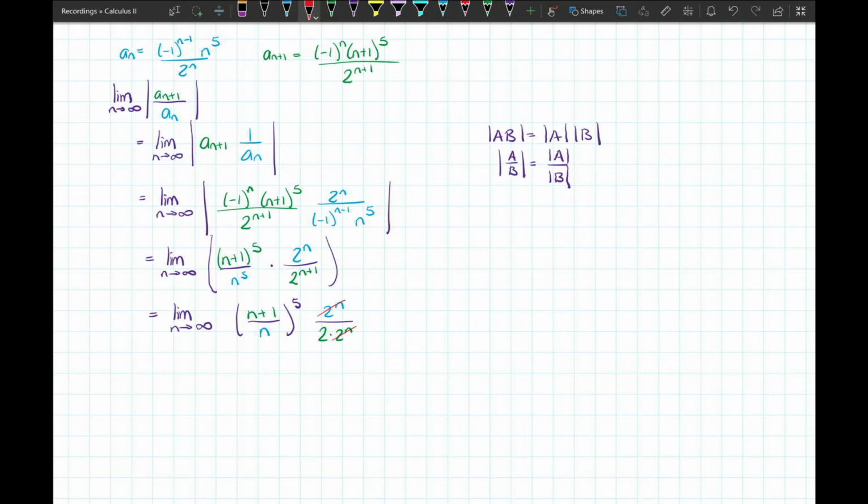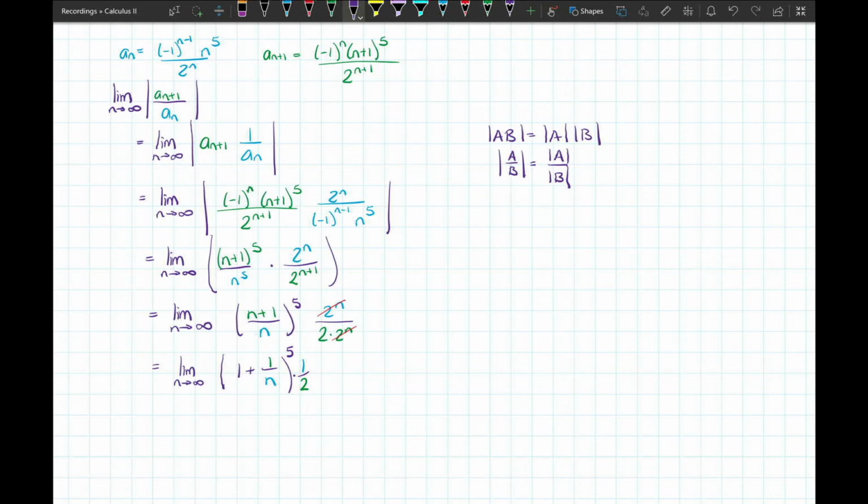We can also take that rational expression, n plus 1 over n, and split it up into two fractions, n over n plus 1 over n. And that gets us (1 plus 1 over n) to the 5, times 1/2. That 1/2 is just a constant multiple, and it can be moved out front of the limit.